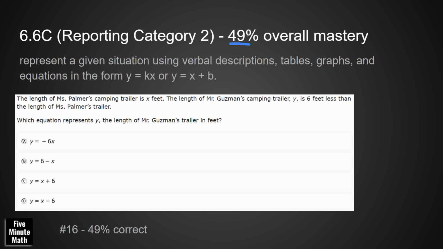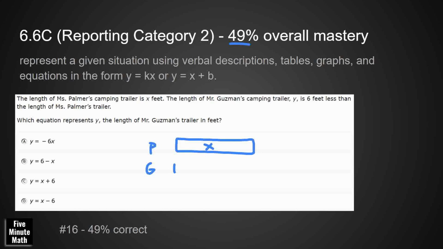Okay, so we've got the length of Miss Palmer's camping trailer is X feet. So I'm just going to put Palmer's camping trailer, X feet. Length of Mr. Guzman's camping trailer, Y, is 6 feet less than the length of Miss Palmer.